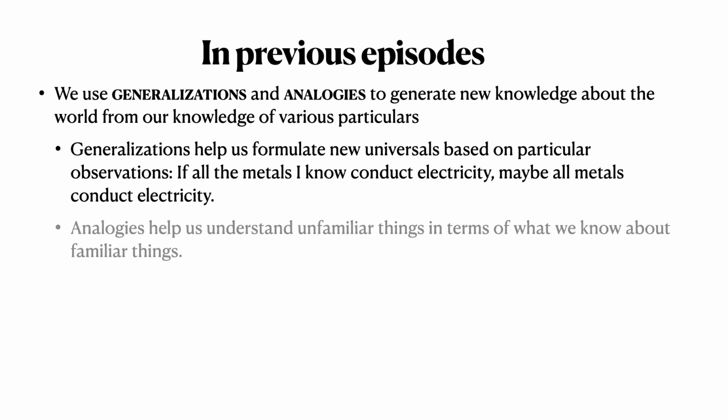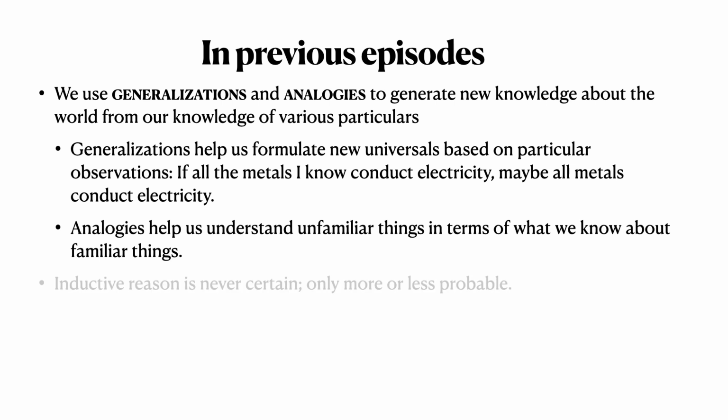Or with analogies, on the other hand, we're still looking at a bunch of particulars, but in this case, we're looking at familiar particulars as a clue to unfamiliar particulars. We want to understand something new. We try to understand it in terms of what we already know about things that seem similar, with which we're already familiar.